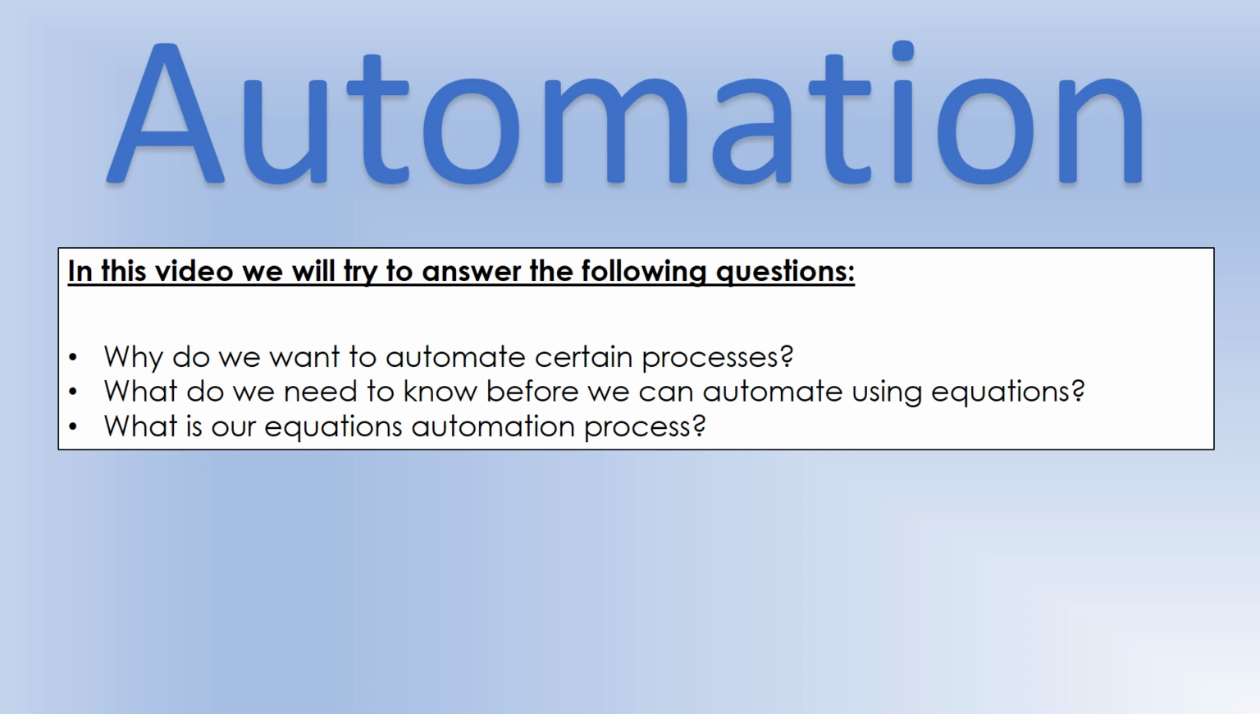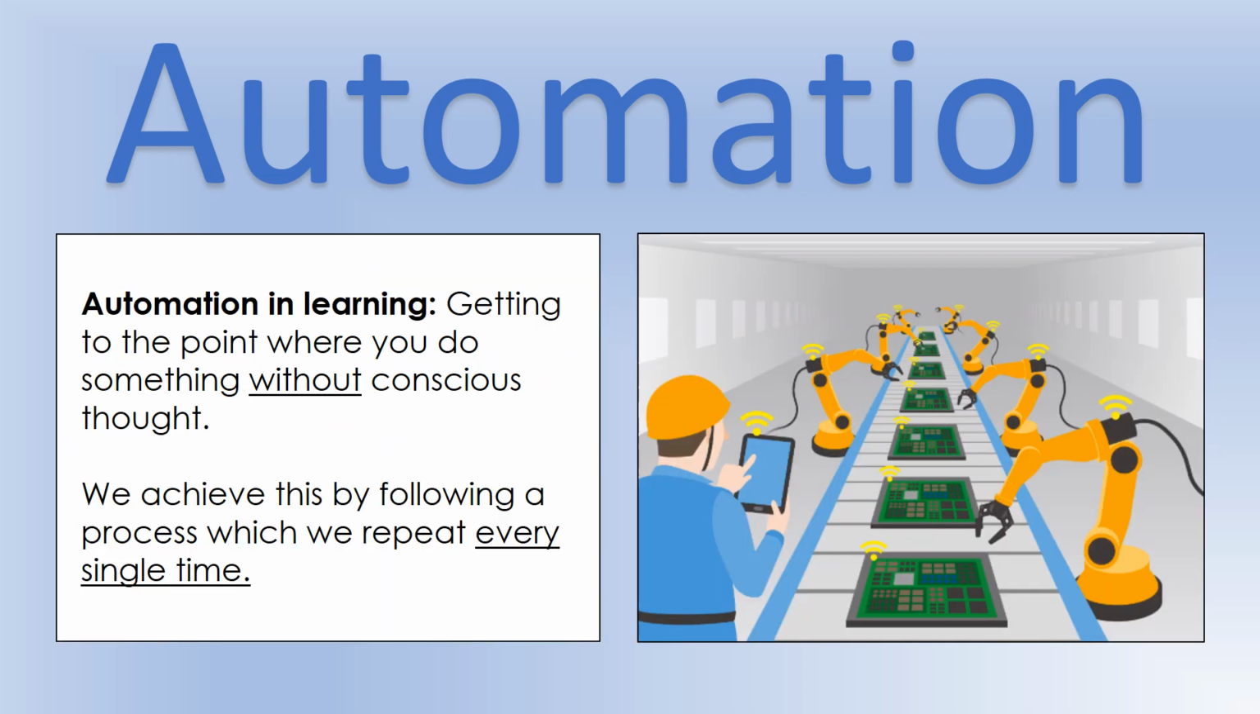So, in terms of what I mean by automation, I briefly looked at this in my previous video, but in case you haven't looked at that, what we mean is getting to the point where we can do something without conscious thought. And we do that by following the same process every single time we're trying to do something. So in this video, we're going to look at automating rearranging equations. So what we're going to do is use the same process every single time we want to rearrange an equation. That's how we can automate it.